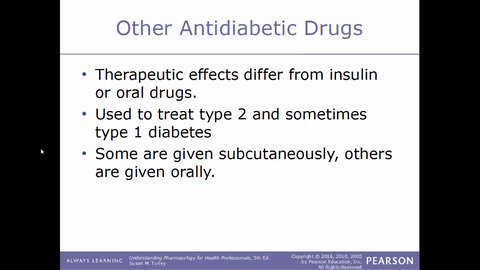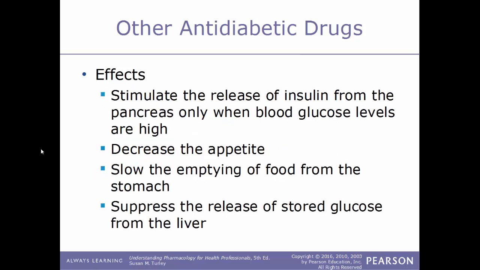All right, now we'll talk about some other antidiabetic drugs. Now, the therapeutic effects of these will differ from insulin or oral drugs. And these are used to treat type 2 diabetes mellitus and sometimes type 1. Some of these are given subcutaneously and others are given orally. Now, these will have various effects on the body. They can stimulate the release of insulin from the pancreas only when blood glucose levels are high. They can decrease the appetite. They can slow the emptying of the food from the stomach.